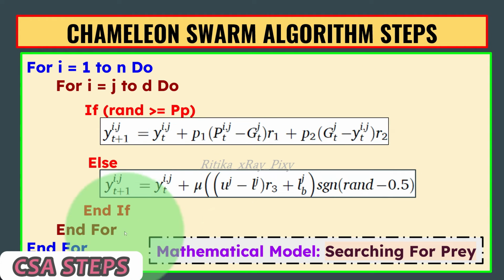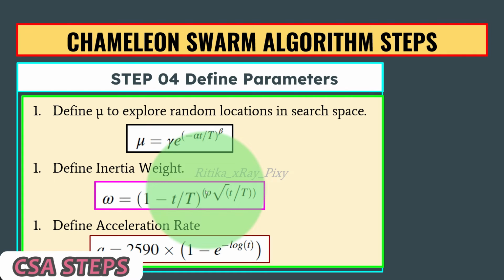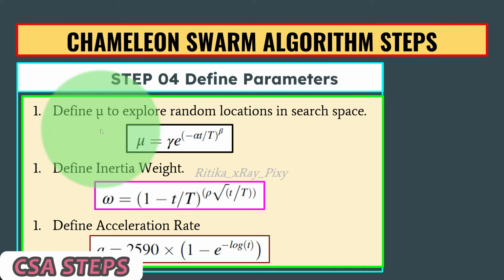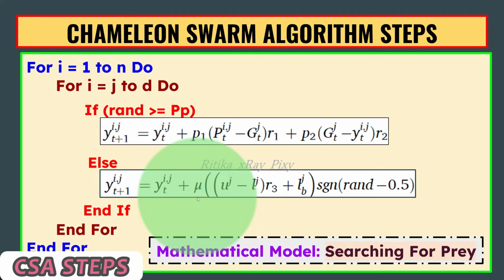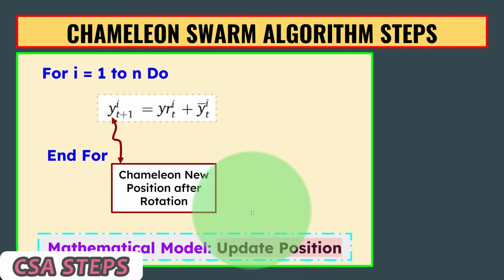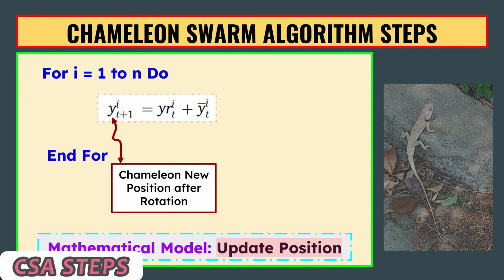For the second case, this is again the current position, value for mu, that is the parameter that we are using to explore the random location in the search space. Apply the value here, upper bound, lower bound, any random number, and accordingly. After that, for 1 to n, we will calculate the chameleon new position after the rotation. So that we can calculate using this equation. Rotating centering coordinate of the chameleon in the search space plus its current position.